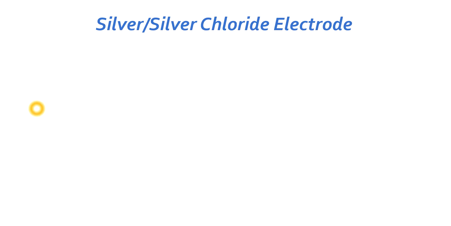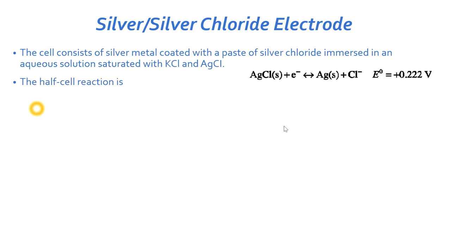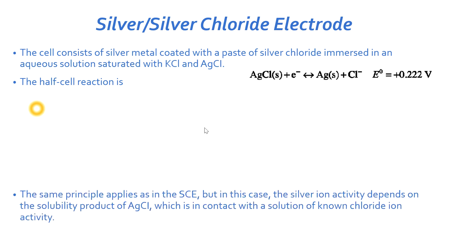Another electrode, the silver chloride electrode. Here is the typical electrode. It consists of a silver metal coated with silver chloride, immersed in a solution of potassium chloride and silver chloride. The half reaction of the cell is silver chloride gaining an electron, resulting in the formation of Ag plus chloride ion. The net voltage is 0.22 volt.